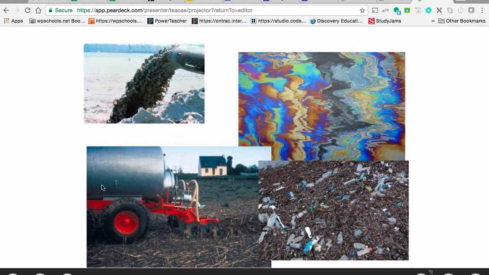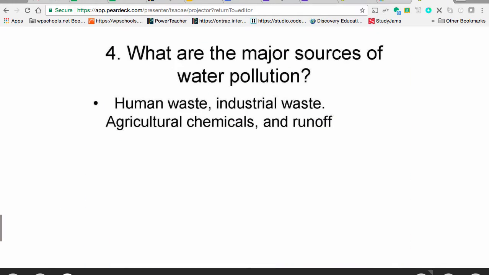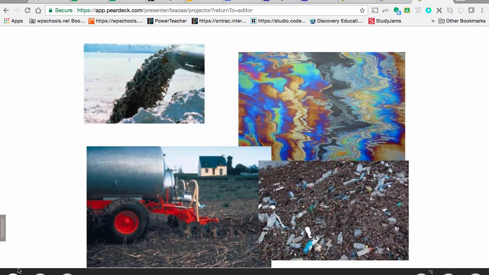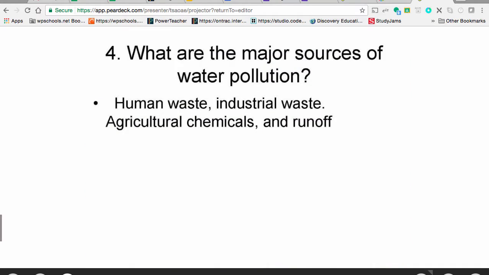There are four main types of water pollution, four main sources. They're human waste, such as in this picture. There's agricultural waste. This does not only just mean farmers, this could also mean residential areas or subdivisions that will put fertilizers and pesticides on their lawns. There's industrial waste, and then there's road runoff. So the major sources of water pollution are human waste, industrial waste, agricultural chemicals, and runoff.